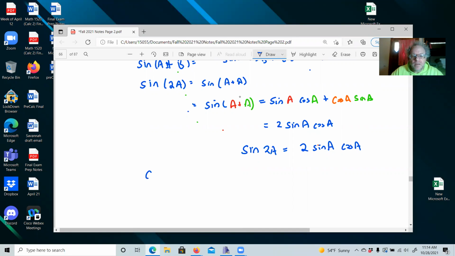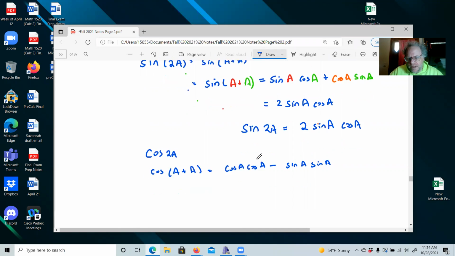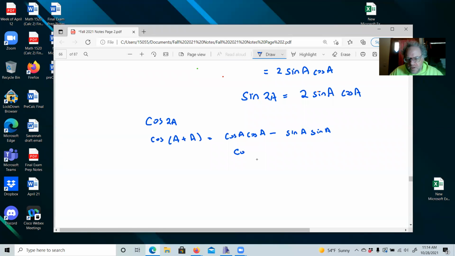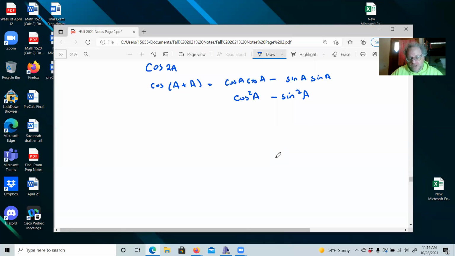Okay, same thing with cosines. Okay, we have cosine of 2A, right? Remember, again, I will do the colors. We have cosine of A plus A. Okay, this is equal to cosine A cosine second A minus sine A sine second A. But this is just cosine squared A minus sine squared A. Okay. Now, do you know of any formulas that have cosine squares and sine squares in them? Like this one.